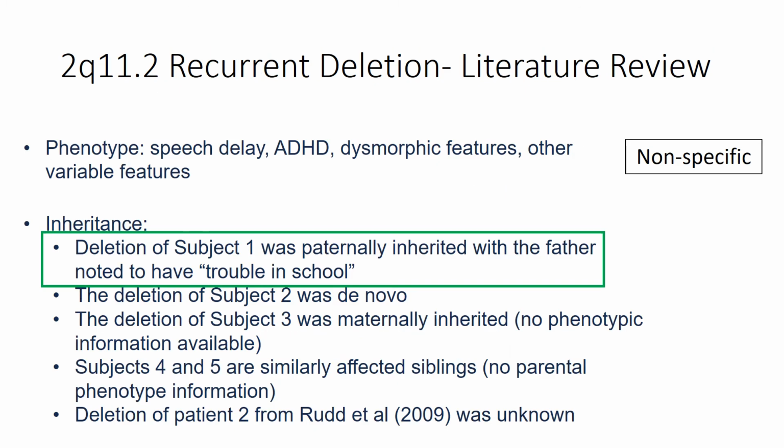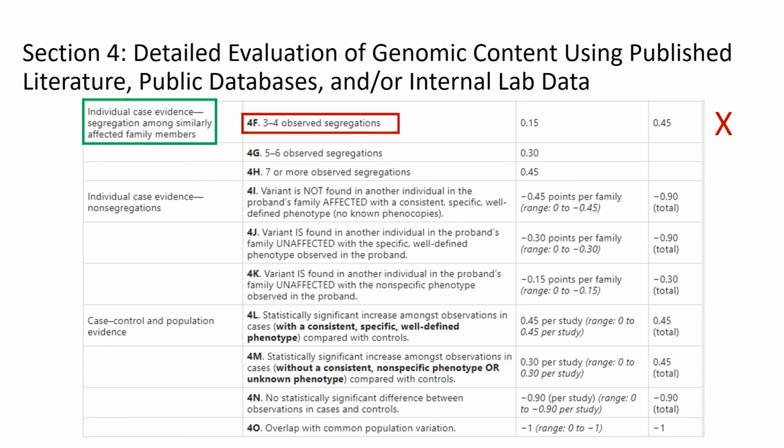For the inherited cases, parental phenotype information was limited. Only the deletion of subject 1 was noted to have been inherited from a father who had trouble in school. In order to score cases with parental inheritance in sections 4F through H, at least 3 segregations must be established within a family, so we cannot count the deletion of subject 1 in the metric.